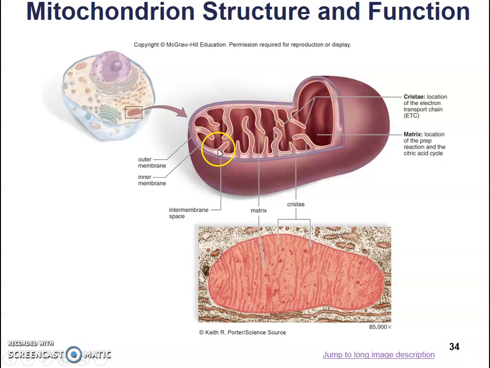Okay, this space between the two is called the intermembrane space. That makes sense. The inner area of the inner membrane is called the matrix, so that open area is the matrix, and the folded parts are called the cristae. All right, so it's important that you know what those structures are.